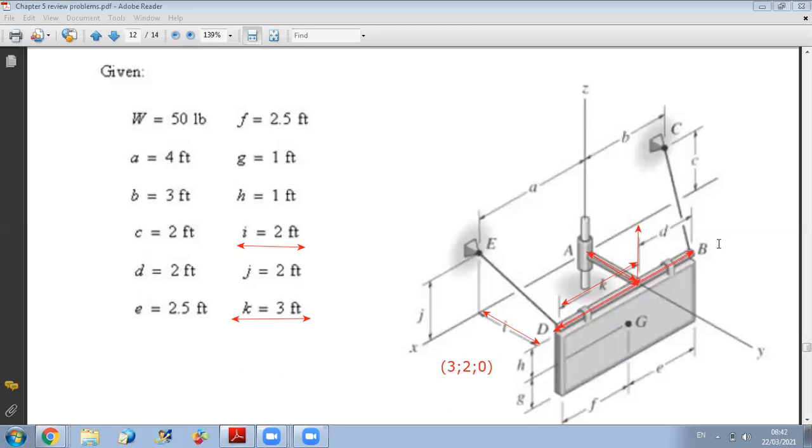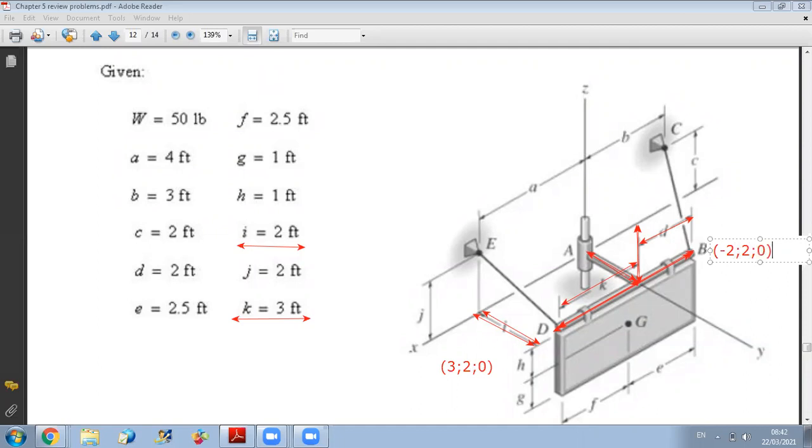Now concerning point B, same method. For the x component, I count from this line and move backward a distance d equal to 2, so it's minus 2 along x. It has the same y as D, because BD is perpendicular to y, so the two points have the same coordinate along y, which is 2. So for point B, it is minus 2, 2, 0.